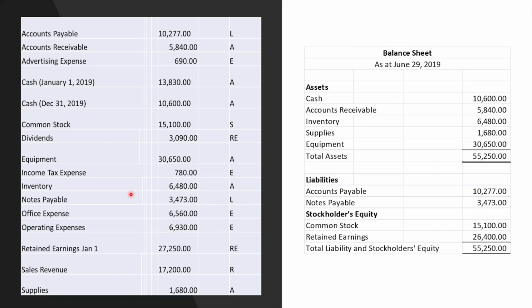Let's see. Common stock is here. Common stock, 15,100. That's this. And then retained earnings.